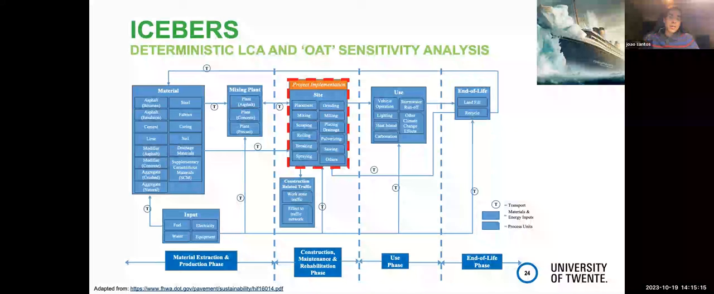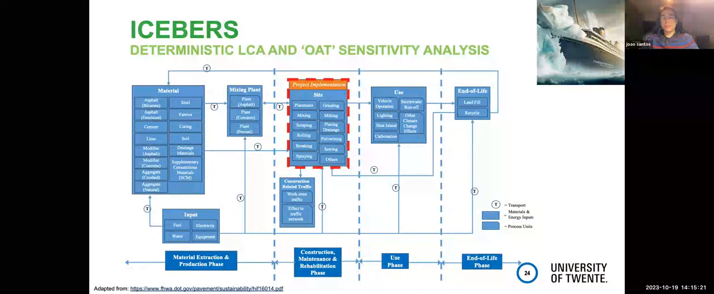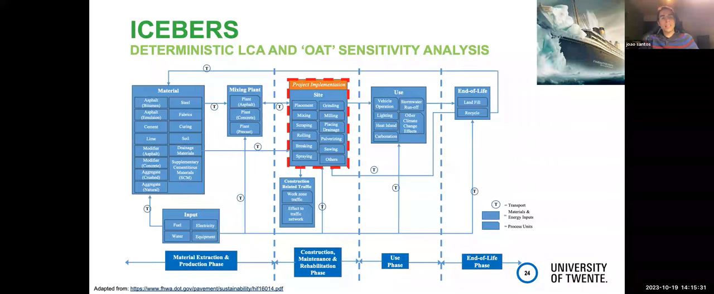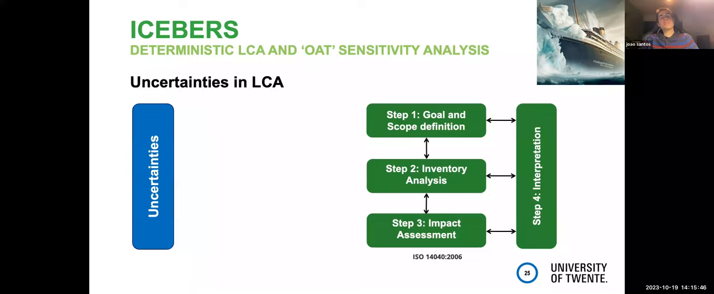So imagine that the pavement life cycle comprises different phases, and each one of those phases encompasses different unit processes similar to the one that I showed before. You can clearly see that there are a lot of uncertainties involved in the analysis. In addition to the uncertainties related to the modeling of the pavement life cycle itself, there are also uncertainties related to LCA. And we can divide them into three main categories.